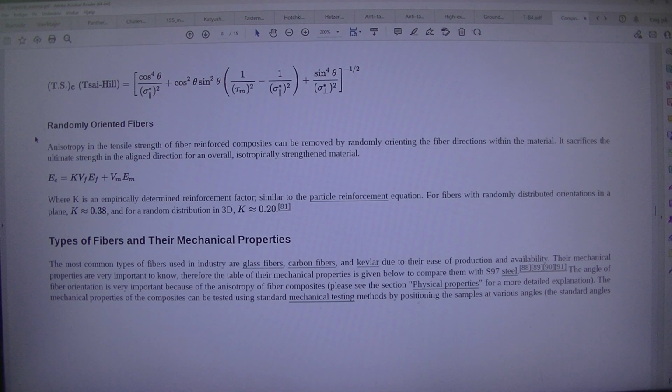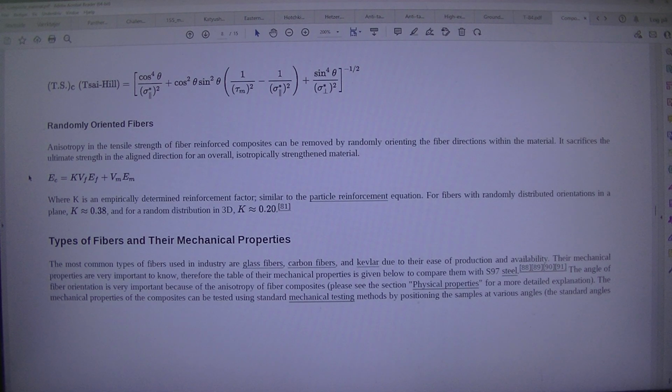Types of fibers and their mechanical properties. The most common types of fibers used in industry are glass fibers, carbon fibers, and Kevlar due to their ease of production and availability. Their mechanical properties are very important to know. Therefore the table of their mechanical properties is given below to compare them with steel. The angle of fiber orientation is very important because of the anisotropy of fiber composites. Please see the section Physical Properties for a more detailed explanation.